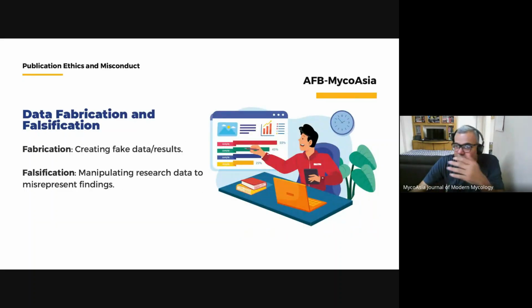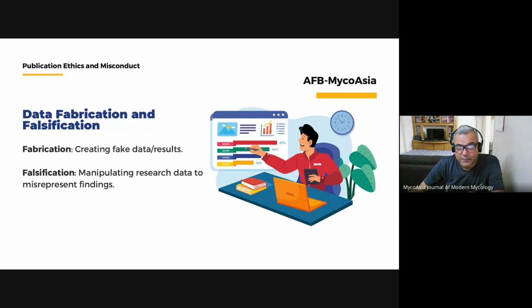The next type of scientific publication misconduct is data fabrication and data falsification. What is meant by fabrication? Fabrication means you create data which didn't even exist. You just add some values in your Excel sheet, and it becomes a part of your analysis, and later on it becomes part of your result. So you create fake data. That is called fabrication.